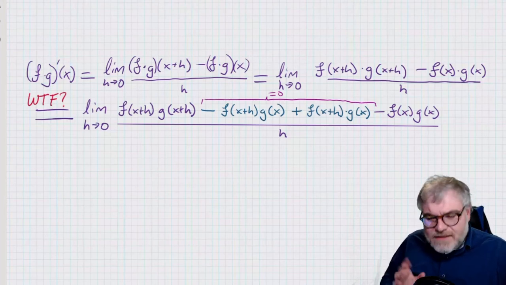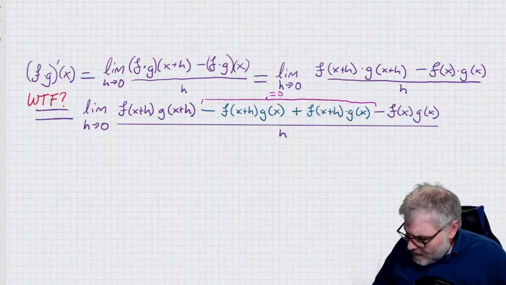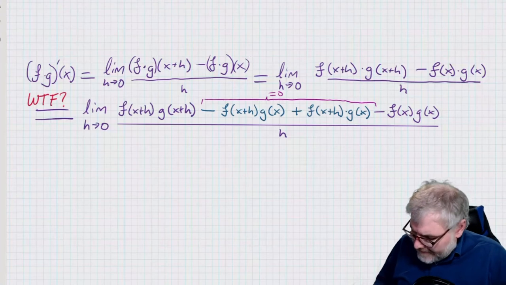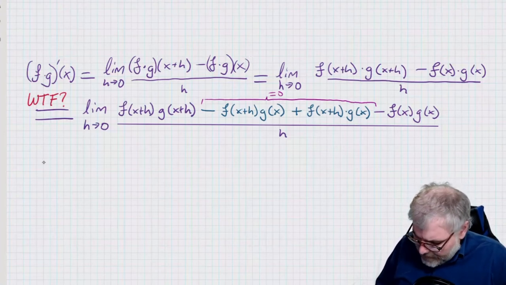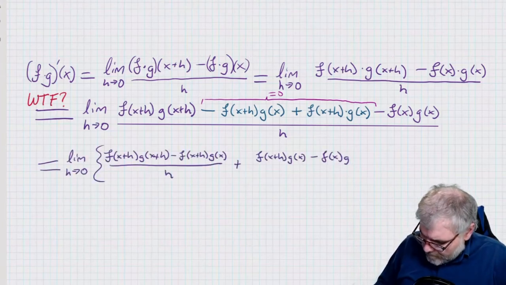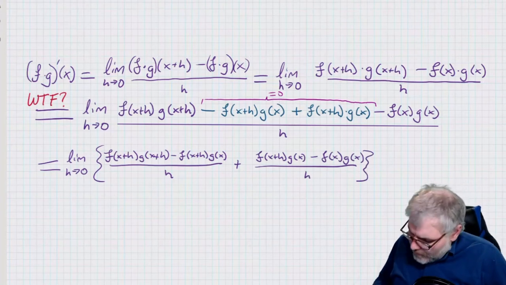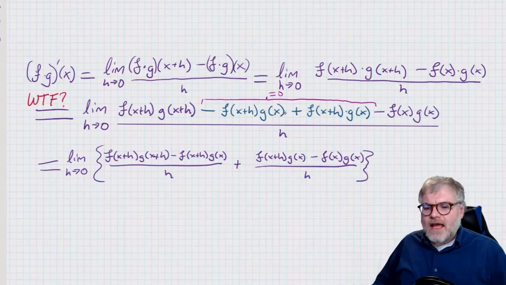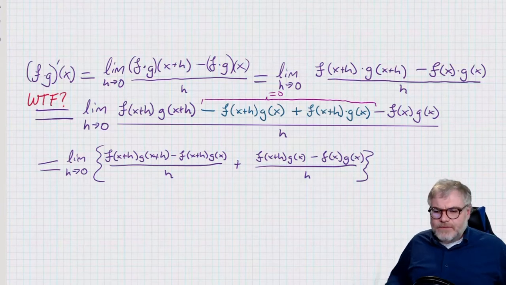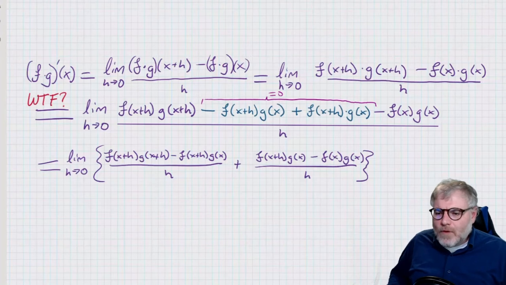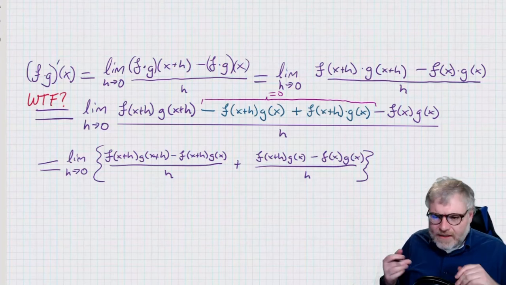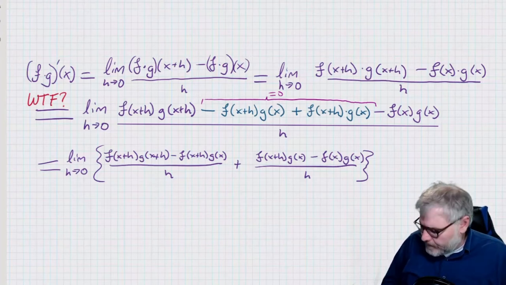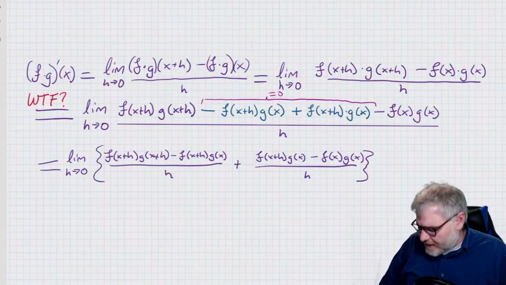Now, let's look at what happens if I do that. Let me group these terms and see what happens. Now that I've added this zero, I'm going to group these two terms. So all I did was split along the plus in the middle, and I split the fraction in two, just like 1 plus 1 all over 4 is 1 fourth plus 1 fourth. That's all I did. I just split the fraction.